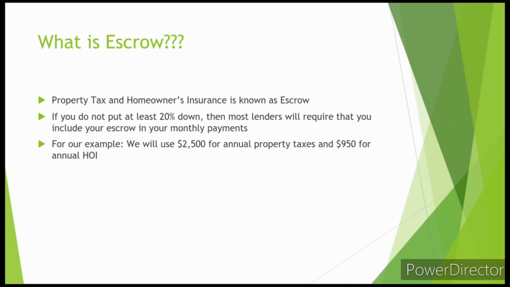So for example, we will use $2,500 for our annual property tax. Remember that word, annual property tax. Now you can go to your county's tax commissioner's website to pull what the previous year's property taxes are. For our example, I'm just going to use $2,500 because that's pretty standard for a $200,000 home here in the state of Georgia. And we're going to say that our homeowner's insurance is about $950 for the year. Again, that's pretty standard in Georgia for a $200,000 home. All righty.